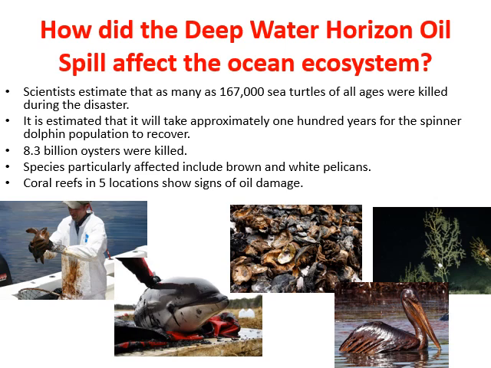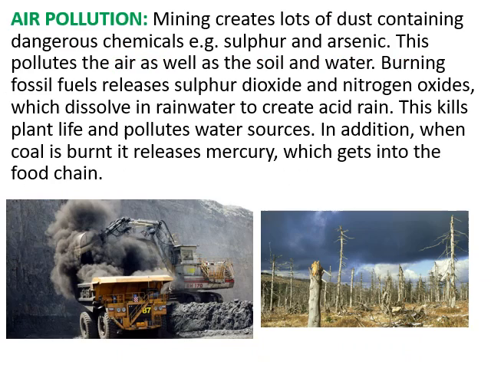Some statistics: 8.3 billion oysters were killed. Coral reefs showed signs of damage. The pelicans there, you can see the bottom right, were impacted. And scientists reckon 167,000 sea turtles were killed during the disaster.